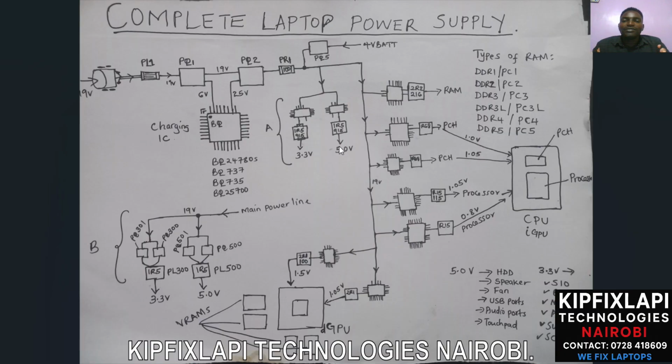This 5.0 voltage is sent to initialize the powering on of the PCH. So in case there is no 5.0 voltage, the PCH will not power on. And the PCH is a chipset which controls the communication between the processor and the RAM. So in case the PCH is not powered on, there will be no communication between the processor and the RAM. Then after this step down, maybe we can discuss more.